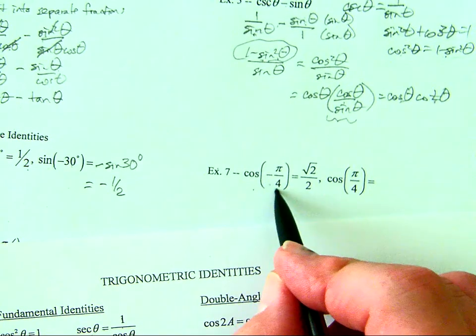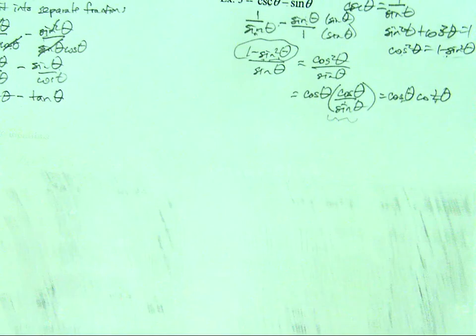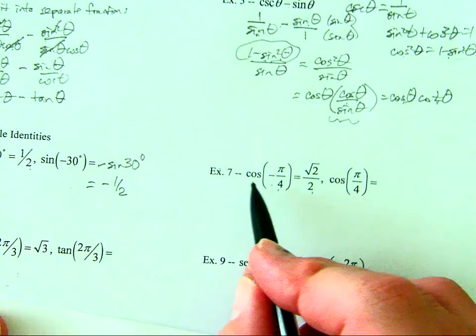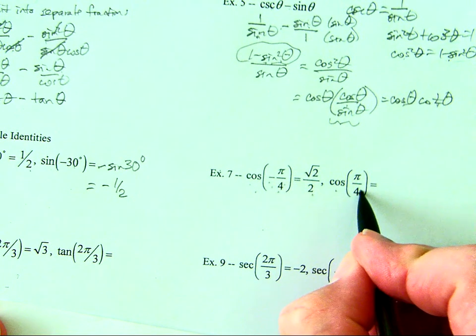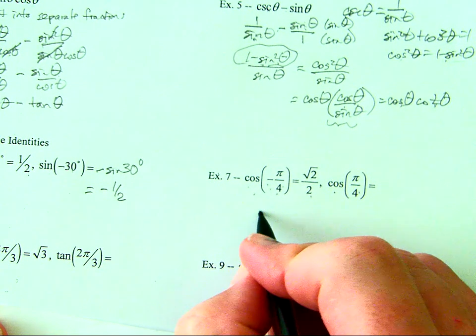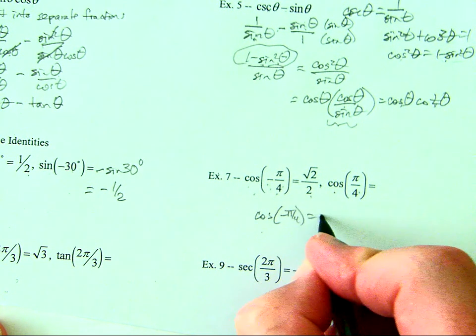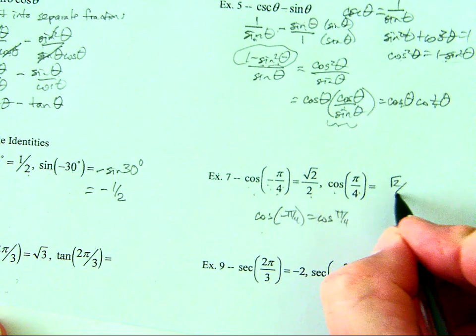Or this one, if I know the cosine of a negative pi over 4 is radical 2 over 2. Well, remember cosine, they're the same. So the cosine of a negative theta is the same as the cosine of a positive theta. So here the cosine of a negative pi over 4 is the same as the cosine of a positive pi over 4. Right? So that identity says the cosine of a negative pi over 4 is actually the same as the cosine of a positive pi over 4. So that is also radical 2 over 2.